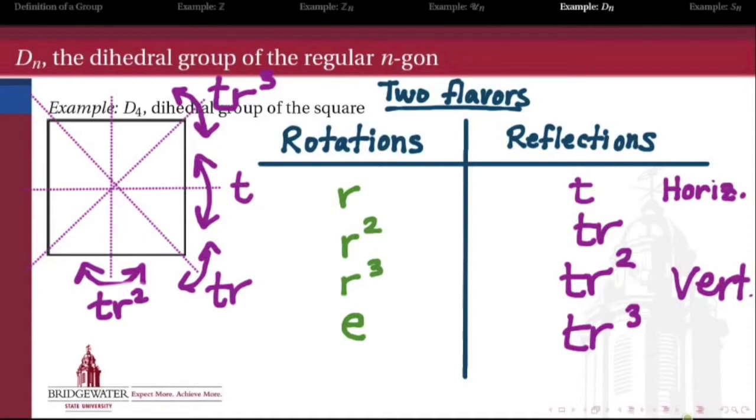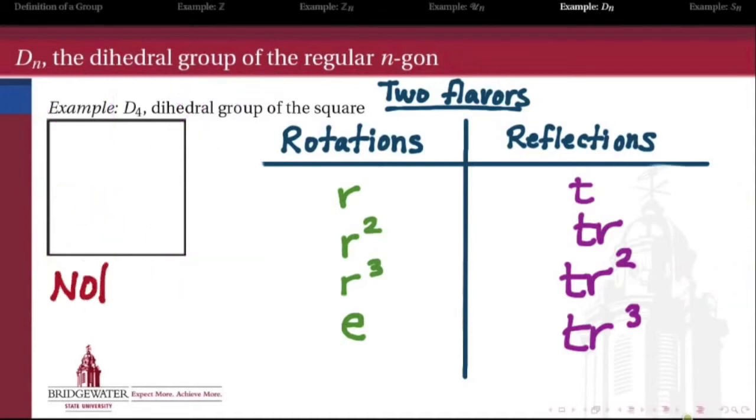Now, I promised that these groups would not be commutative. So let's take a look at why the dihedral group is in fact not an abelian group. So let's look at what is the element RT, and we're going to contrast that in a second to what is TR. RT is going to be obtained by first reflecting the square and then by rotating the square.